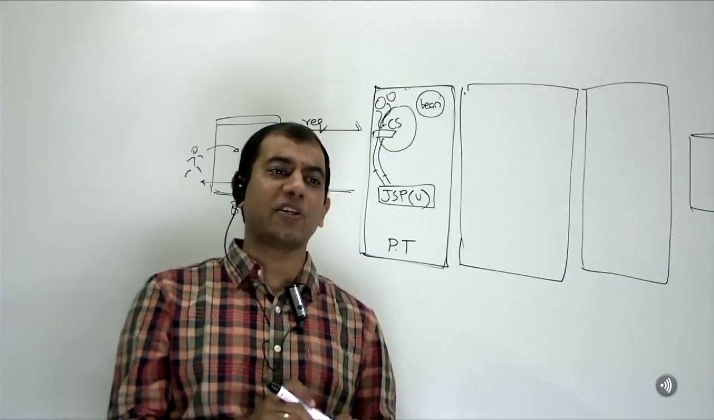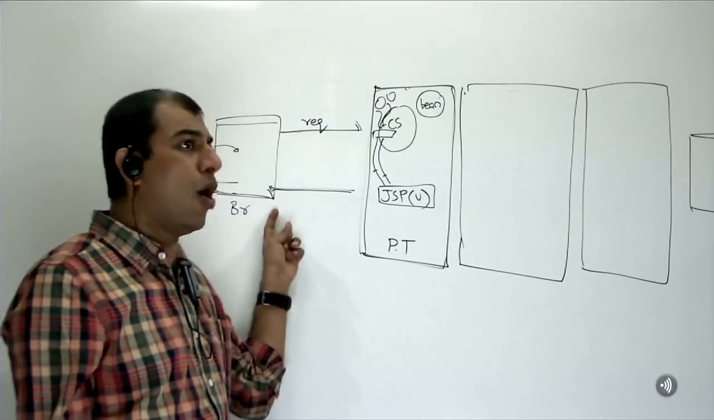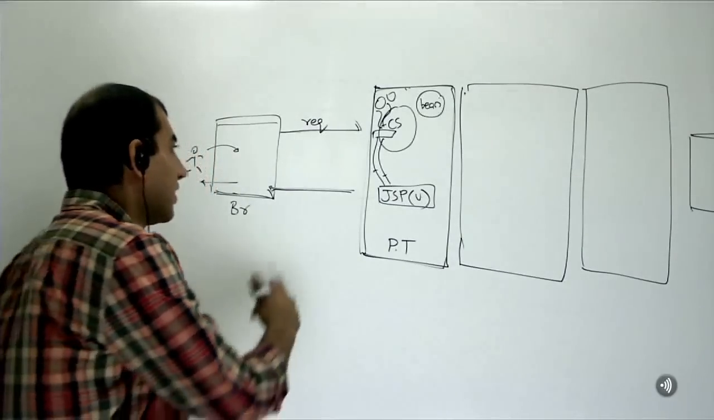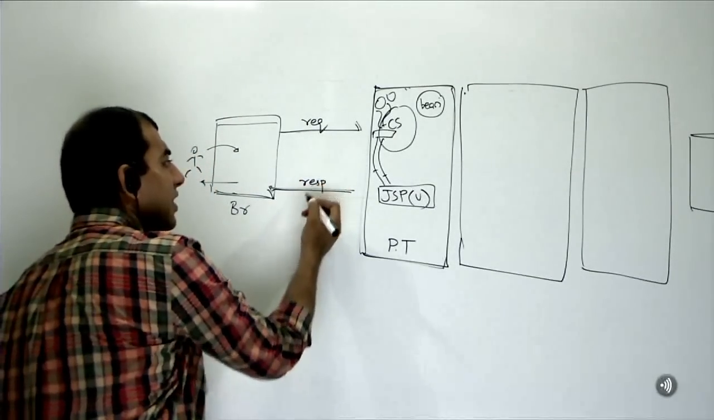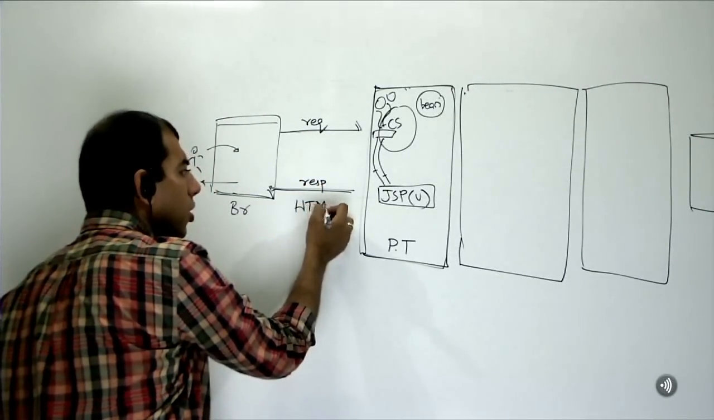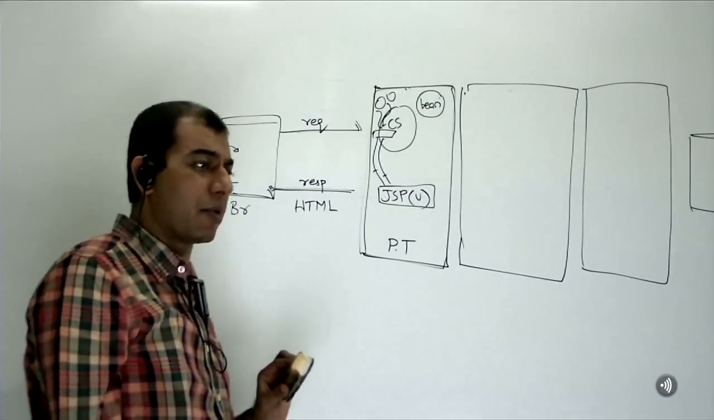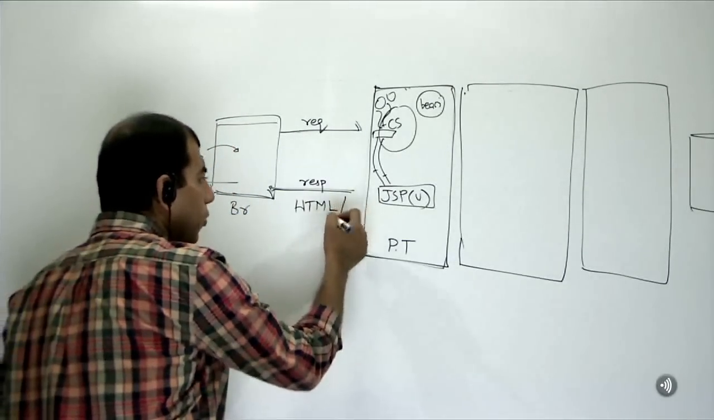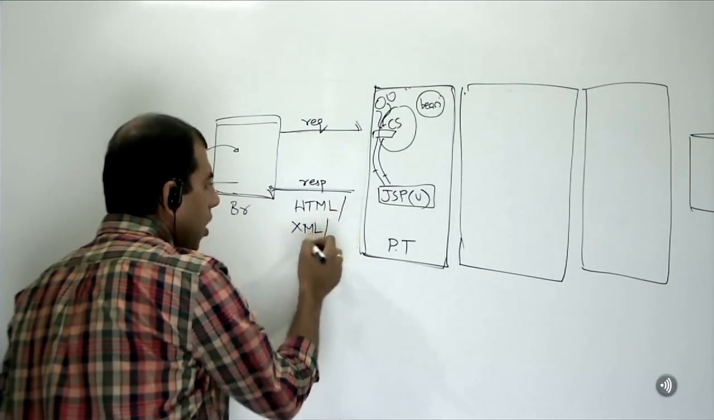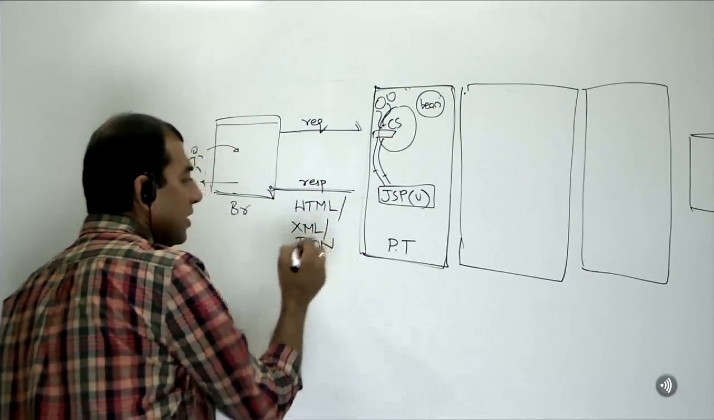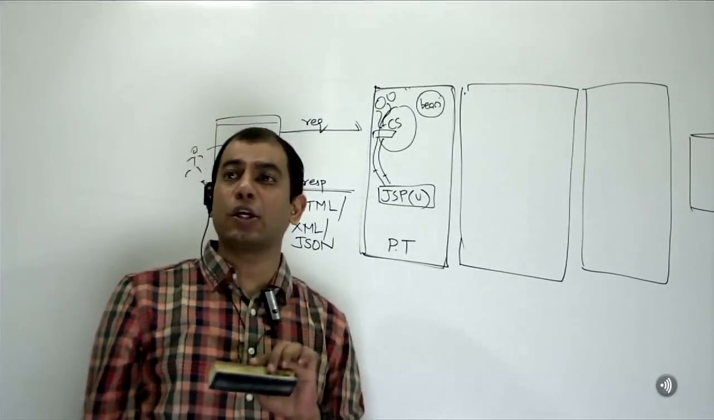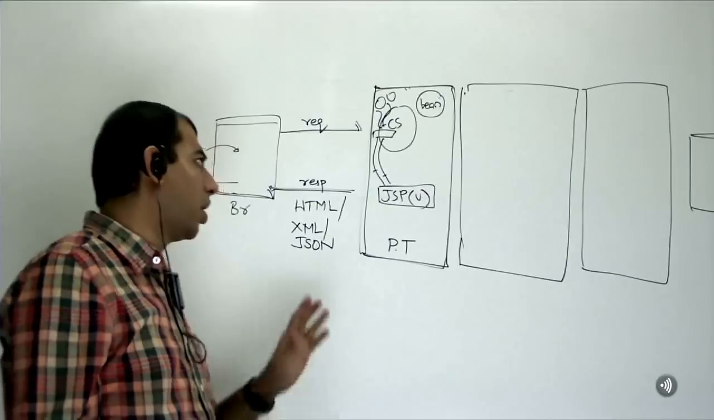What does this so-called presentation tier do? It responds to incoming HTTP requests with responses. The response typically is going to be of type HTML. However, it could also be of type XML or, importantly, JSON, right? JavaScript Object Notation. We'll talk about that in some time.